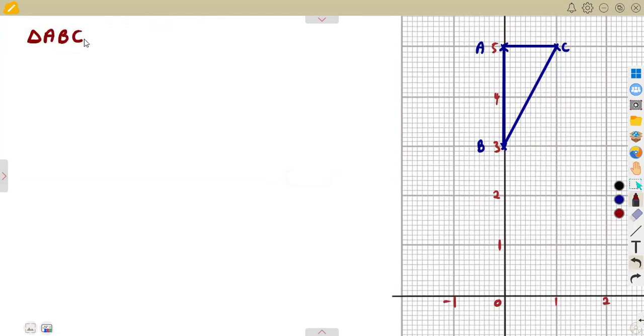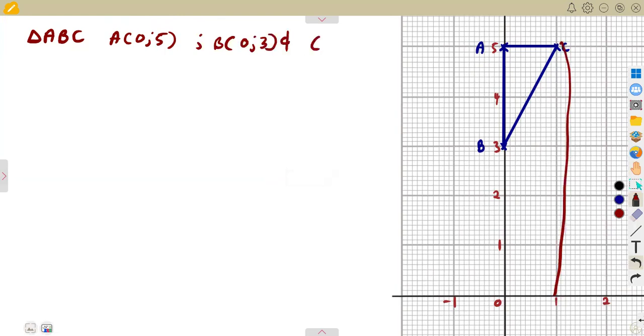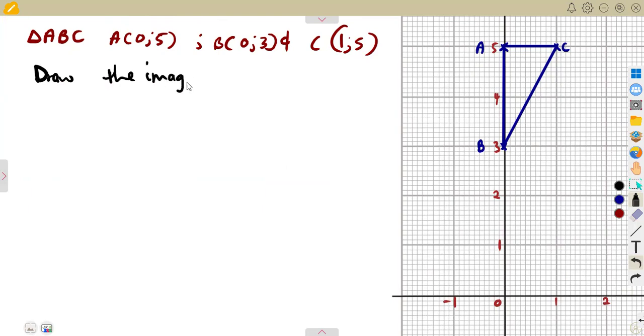The triangle that we're given, which is our object ABC, is A (1, 5), B (1, 3), and C (3, 5). These are the coordinates. So this is what I want you to do: draw the images of the triangle.